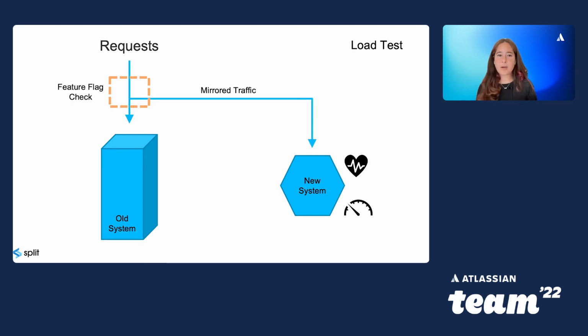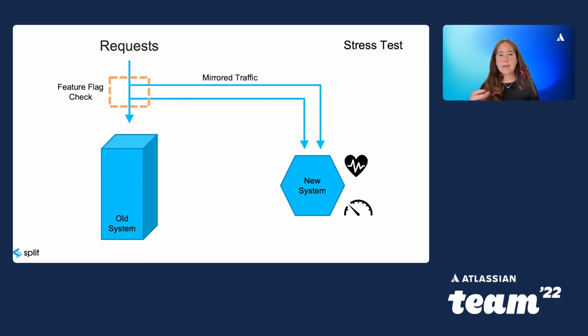Eventually you would get to the point where you could send full traffic to the new system as well as the old system. And you can continue to monitor this new system, check the logs, check the dashboards, and make sure that it's behaving how you would expect it to behave. Now, stress testing is trying to max this out, figure out where the system is actually going to break. So if we add more and more and more traffic, where is it going to blow up?